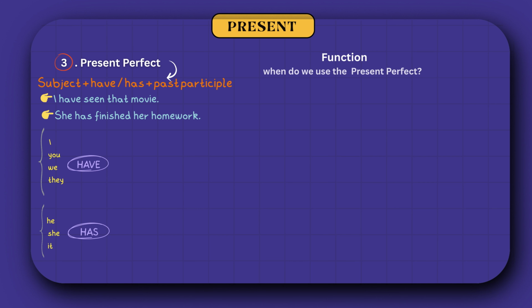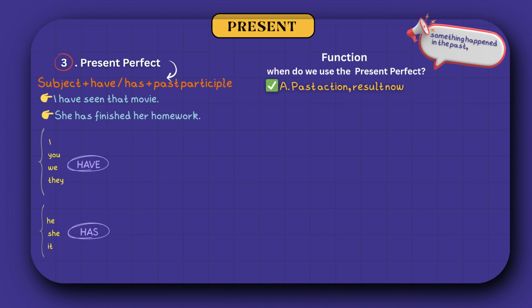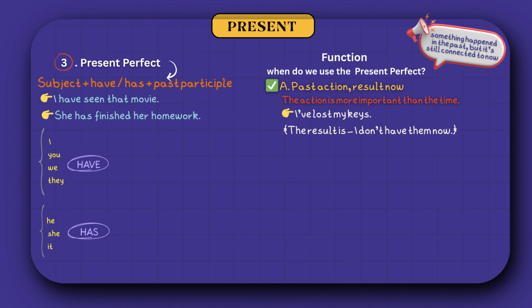Function, use. A. Past action, result now. We use the present perfect when something happened in the past, but it's still connected to now. The action is more important than the time. For example, I've lost my keys. The result is, I don't have them now.